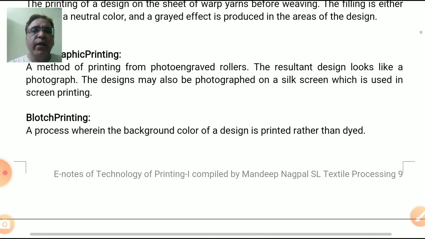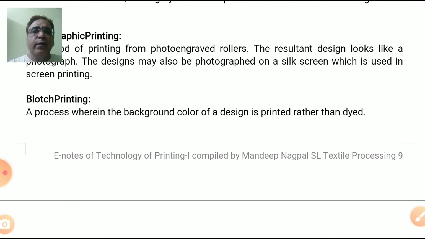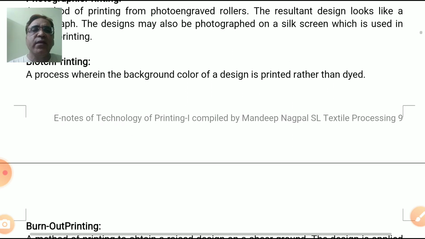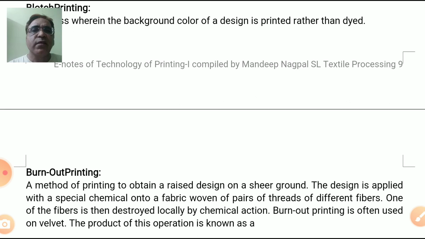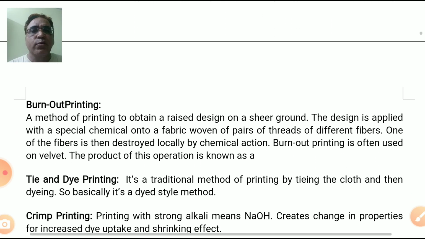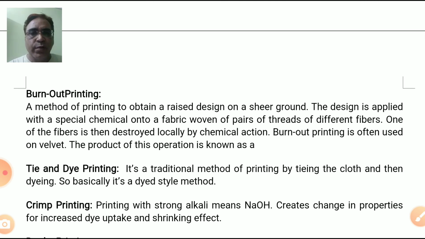In blotch printing, basically it is a process where the background color is the design. The background color of the design is printed rather than dyed. So if there are two colors, one is the ground color and the other is the print color. When the ground color is printed instead of the upper color, then it is called blotch printing. So the covered area of the color is more.